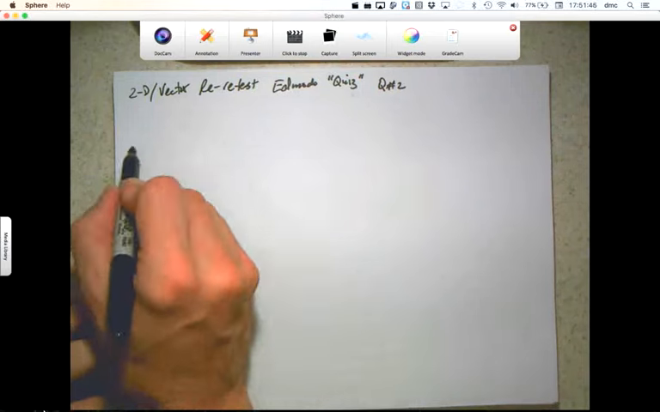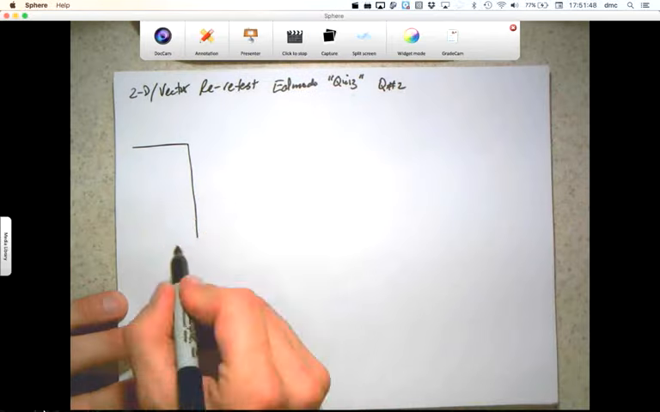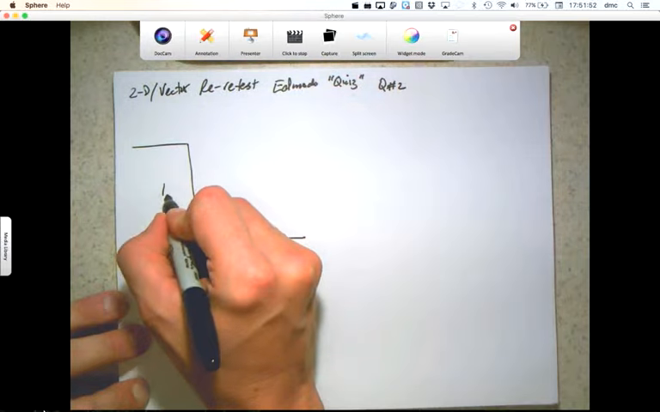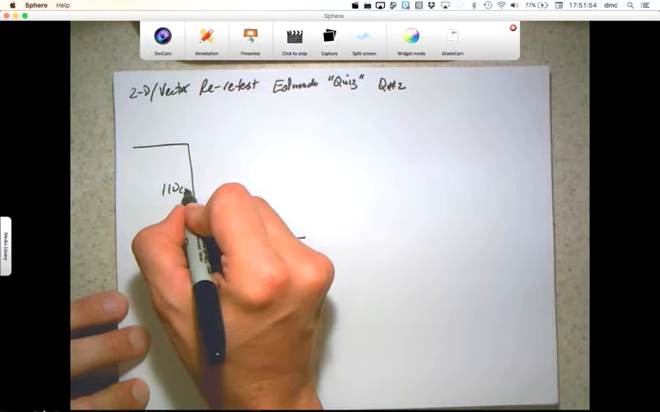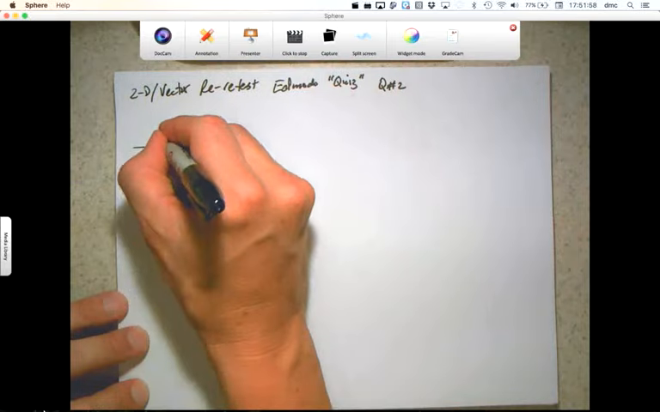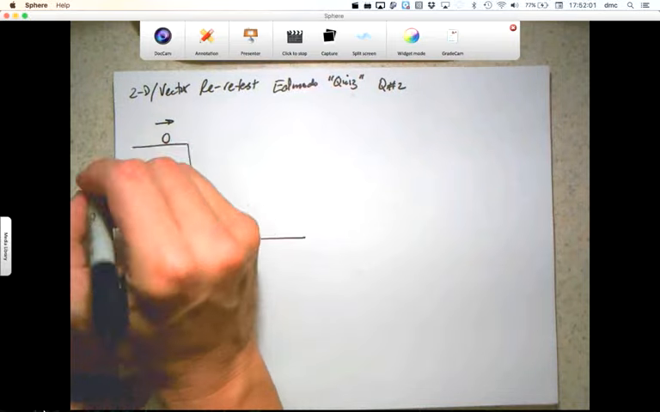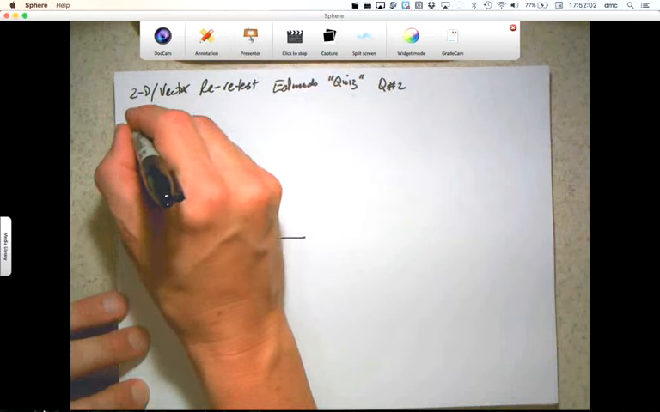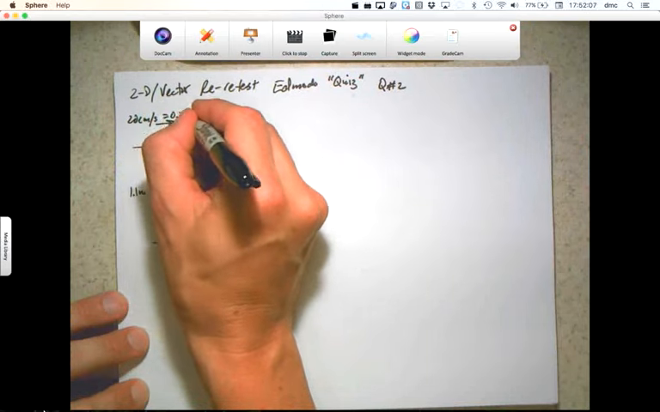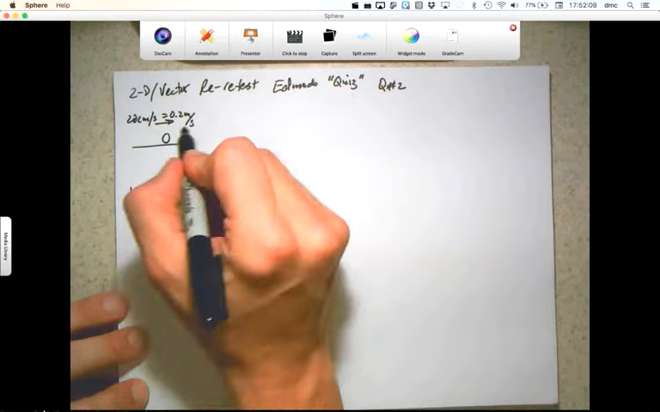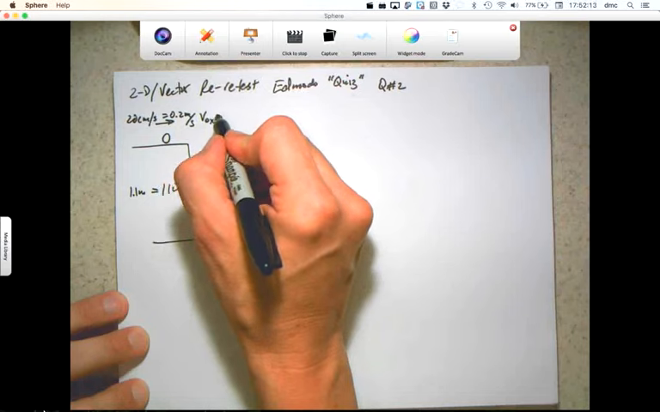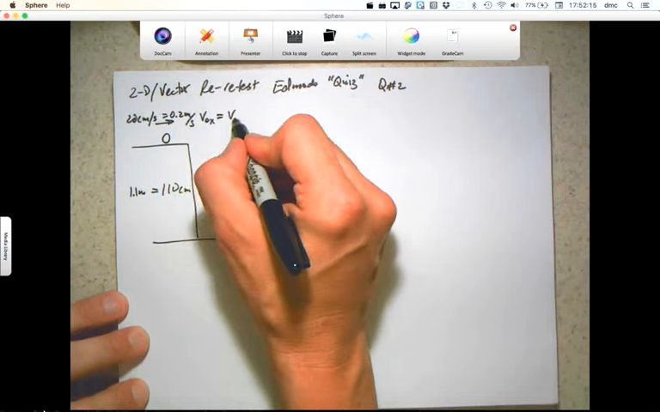Okay, so here's our tabletop. Here's our floor. This is 110 centimeters, which is 1.1 meters. We're going to have to convert it. The marble's rolling along at 20 centimeters per second, which is 0.2 meters per second. We have to convert it. So that's the initial velocity in the x direction.